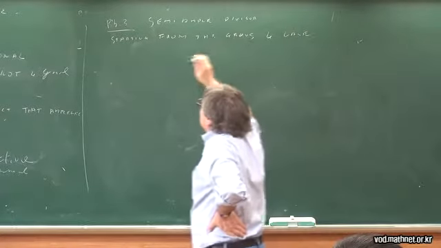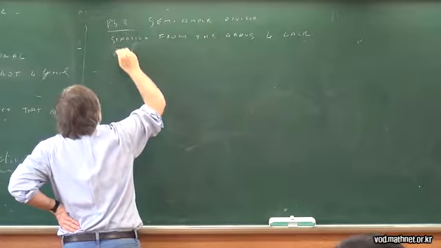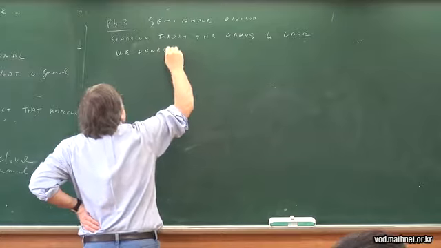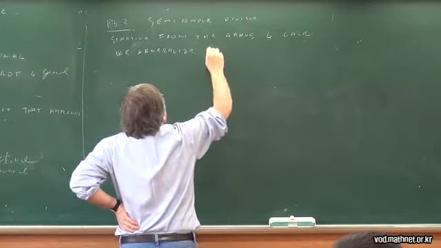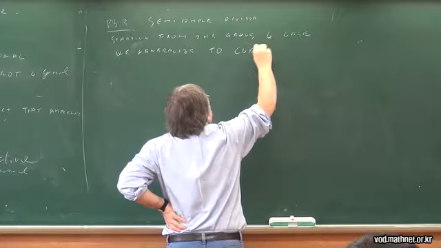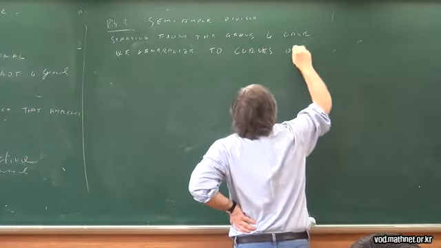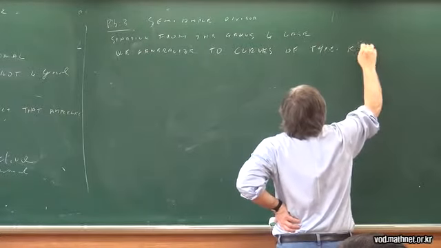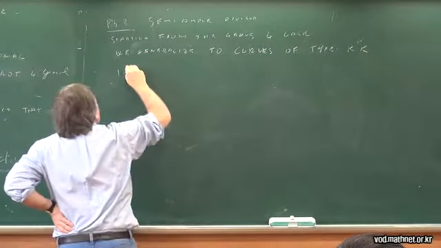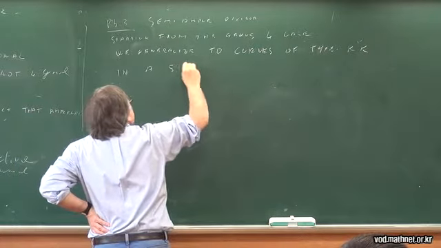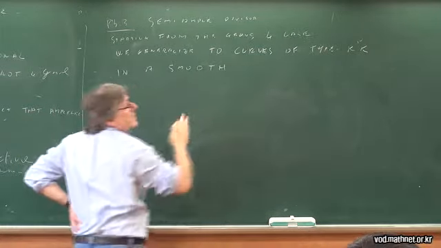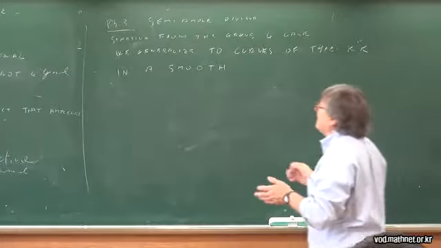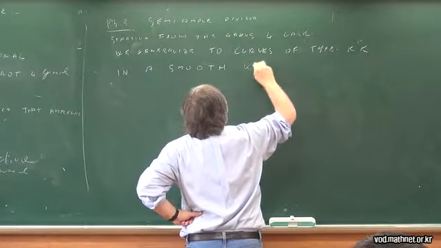So we realize that it can be generalized to curves of type (k,k) in a quadric, in a smooth quadric. Also the non-smooth case can be considered, but it never becomes semiample, it never gives a semiample divisor. Smooth quadric.